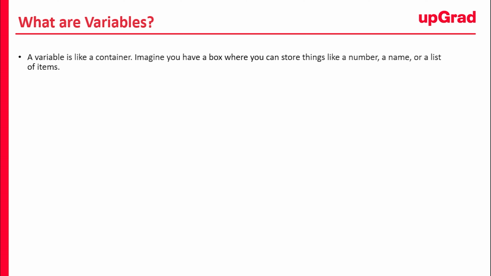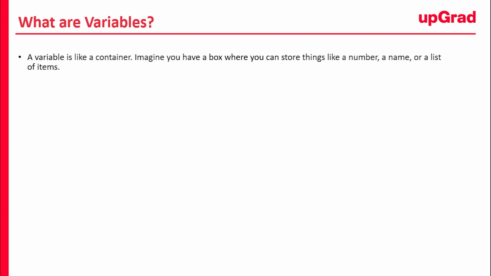Now, let's move on to variables, right? So, if I would like to ask you what is a variable, so what would you answer, right? So, a variable is basically like a container, right? Imagine you have a box where you can store things like number, name, list. So, what it exactly does, it saves the particular thing that you are typing to that variable. So, for example, in programming we use variables to store information that we can use later, right?